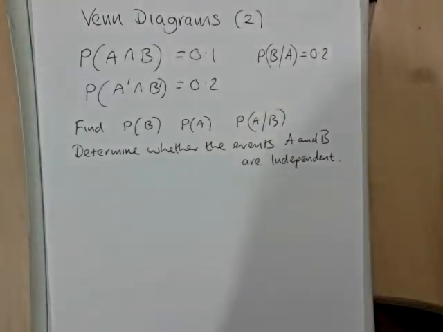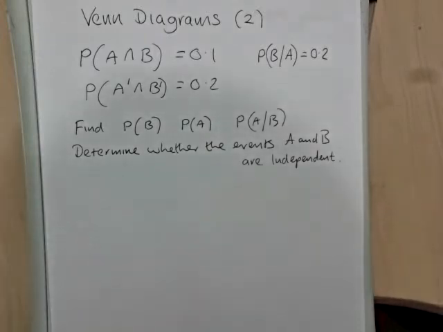So in this short video, I'm going to show you how we can use Venn diagrams to solve some probability questions. So we're given some information about the events A and B. We're told that the probability that A and B occur together is 0.1, the probability that neither A nor B occurs is 0.2, and that the probability that B occurs given that A has already occurred is 0.2.